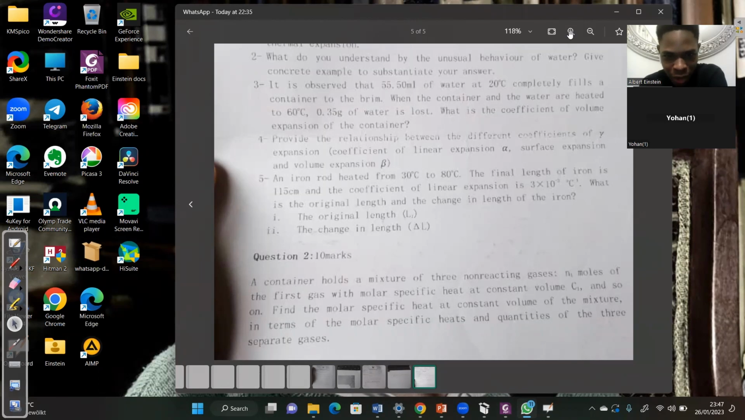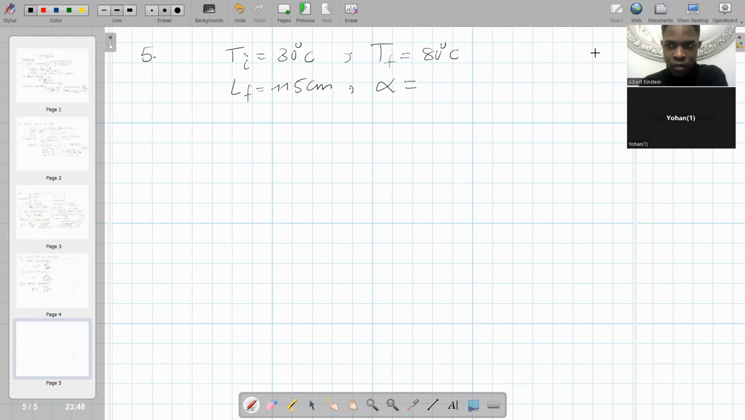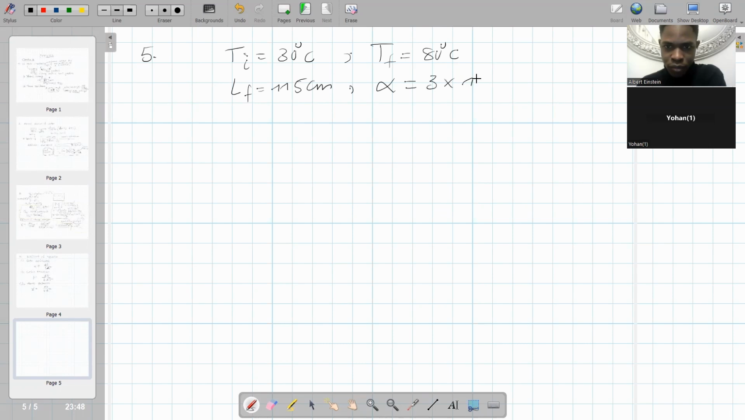Question 5. An iron rod is heated from 30 to 80. The final length of the rod is 115, and the coefficient of linear expansion is 3 times 10 raised to the negative 3 per Kelvin or per degree Celsius. What is the original length and the change in length of the rod? So the initial temperature is 30, the final temperature 80, the final length of the iron is 115, and the coefficient of linear expansion alpha is given.